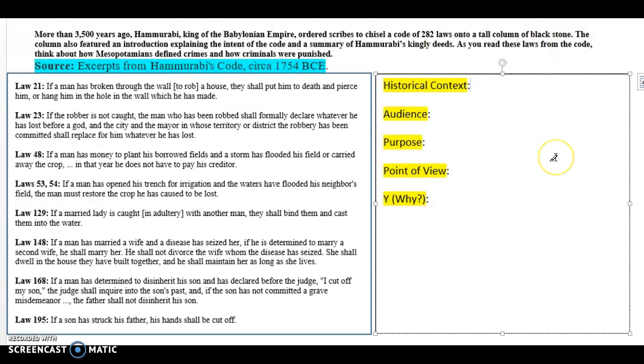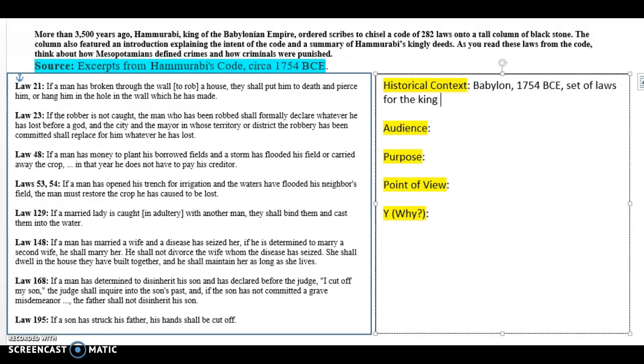Okay, so for our historical context, this is 3,500 years old, so this is in Babylon or the Middle East, and this is from 1754 BCE, a long time ago. And so this is a set of laws for the kingdom of Hammurabi.